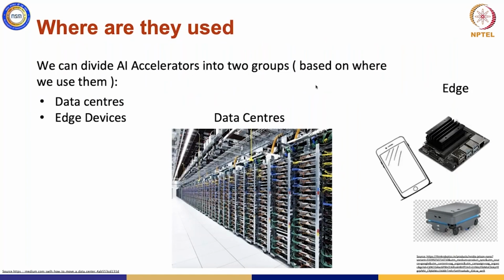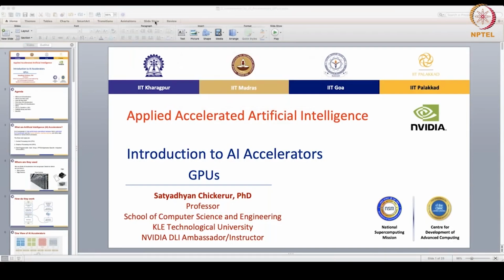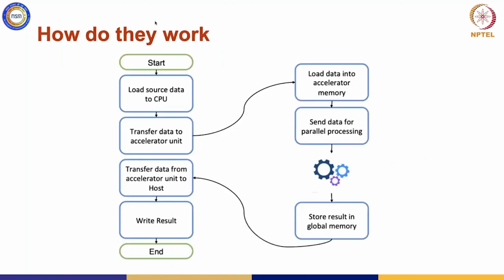From the classification point of view, you can divide these AI accelerators into two groups based on where you can use them. You have AI accelerators at data centers, and you have AI accelerators on your edge devices, the devices where you do inferencing, which are not very computationally strong devices. So this is how the classification looks when you talk in terms of where they are placed and how you are going to use them.